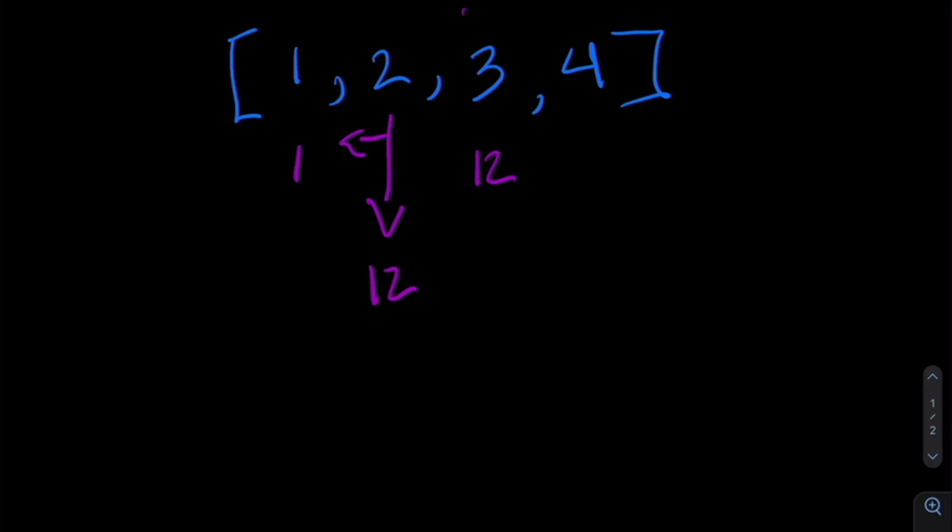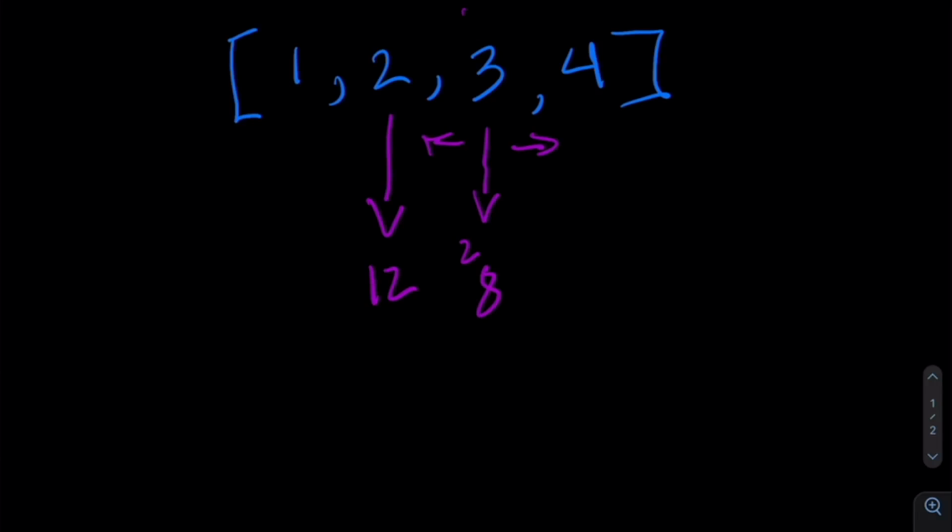If we would do the same with, say, the 3 in this case, we want to get everything before the 3 and everything after the 3. So that would be 2 times 1, which is just 2, and then 4. So 2 times 4 would be 8, right?